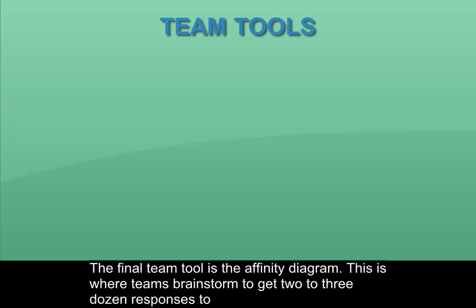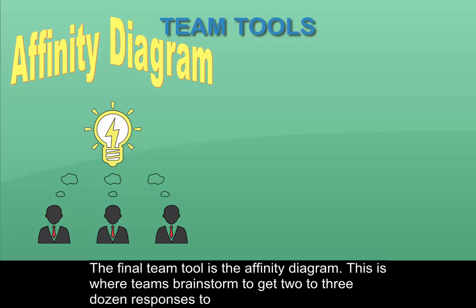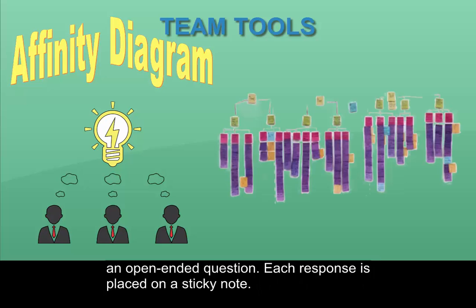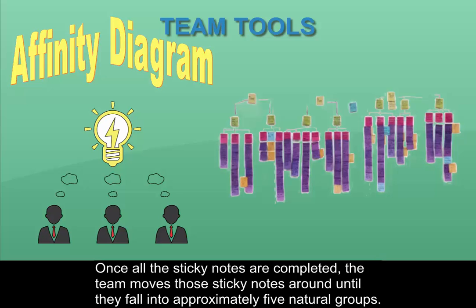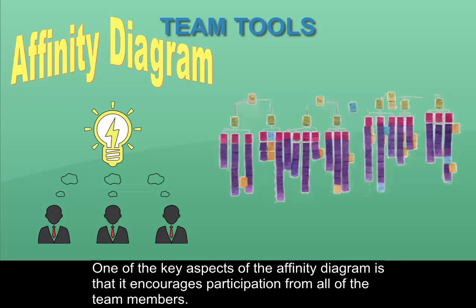The final team tool is the affinity diagram. This is where teams brainstorm to get 2 to 3 dozen responses to an open-ended question, and then each response is placed on a sticky note. Once all the sticky notes are completed, the team moves those sticky notes around until they fall into approximately 5 natural groupings. Based on each group, the team would name each group. One of the key aspects of the affinity diagram is that it encourages participation from all of the team members.